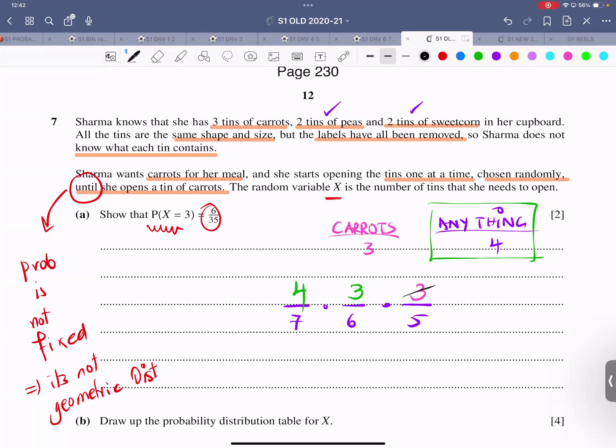3 ones are, 3 twos are, 2 ones are, 2 twos are, and 2 into 3 is 6. 5 into 7 is 35. So therefore, 6 over 35, that is the answer.